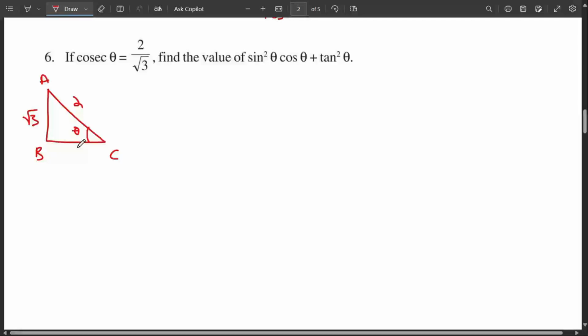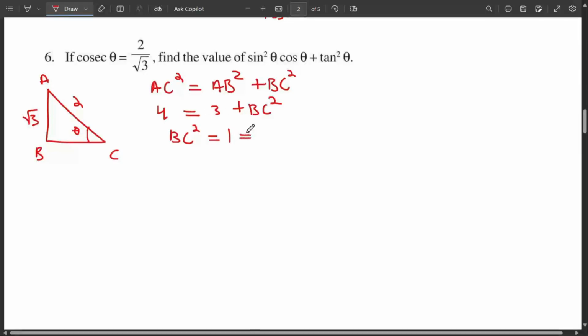Again, to find the side length BC, once again we will be making use of Pythagoras theorem. So hypotenuse square, that is AC square, equal to sum of squares of other two sides, that is AB square plus BC square. So AC is nothing but 2, so 2 square is nothing but 4. AB is nothing but root 3. Root 3 whole square is equal to 3. We have to find out the value of BC. So BC square equal to 4 minus 3, which is 1. This implies BC is equal to square root of 1, which is equal to 1.